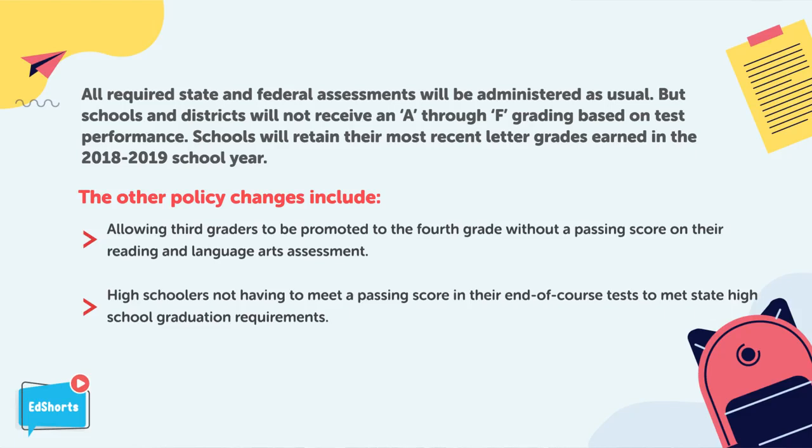2018-2019 school year. The other policy changes include allowing third graders to be promoted to the fourth grade without a passing score on their reading and language arts assessment. High schoolers do not have to meet a passing score in their end-of-course tests to meet state high school graduation requirements.